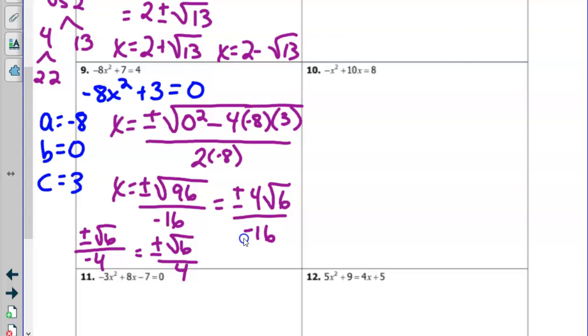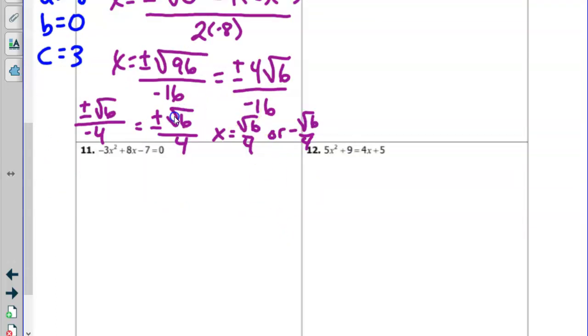We could write that one separate, but it looks so similar to what we have been doing. I think everybody understands that you have square root of 6 over 4, or negative square root of 6 over 4. Alright, any questions on that one? Number 11. We'll finally get into an imaginary.